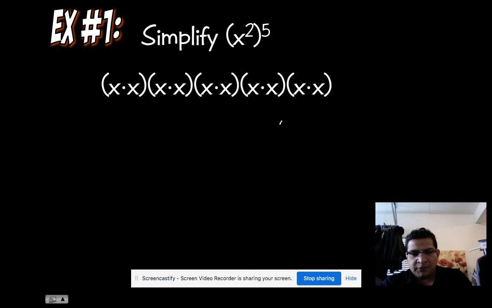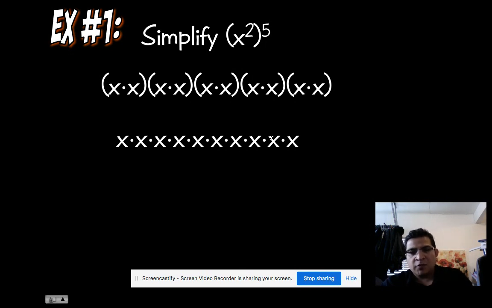Now, I can rewrite those 5 copies and ask, how many x's do I have? If we count together: 1, 2, 3, 4, 5, 6, 7, 8, 9, 10. So I have 10 x's, or in other words, x to the 10th power. So we can rewrite it as x to the 10th power. What that means is this 2 and 5 get multiplied. And there's a property that we need to write down.